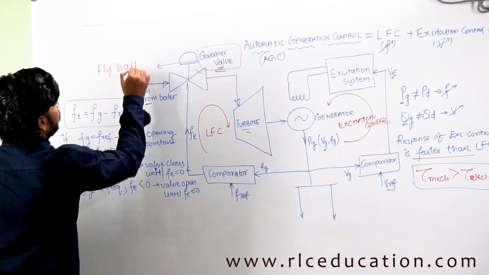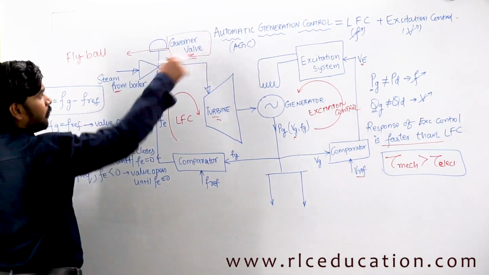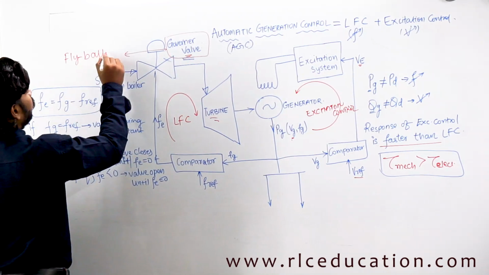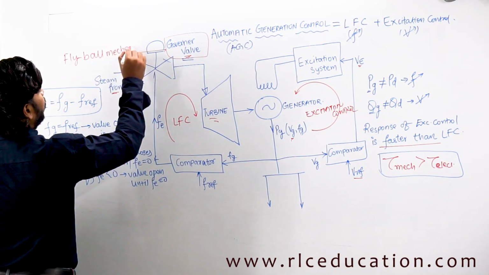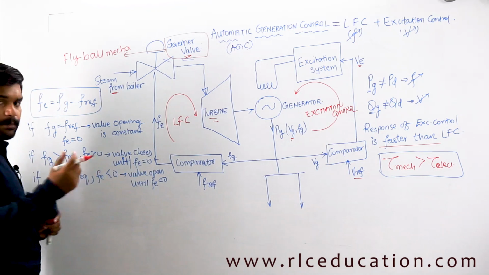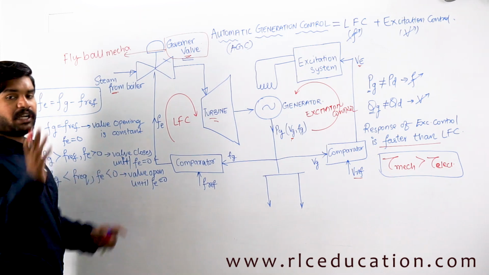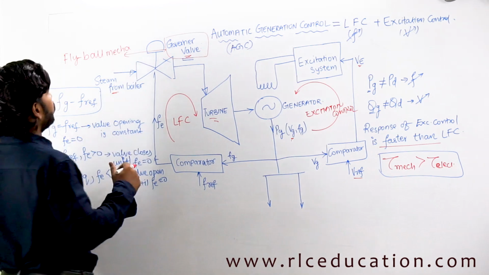Okay, so this is very important, or MCQ basically. The mechanism used in the governor valve of load frequency control is the fly ball mechanism. You might have already seen the fly ball mechanism or governor diagram in your graduation level, but we are not going to discuss that. We will straightaway jump into what is required for the examination.